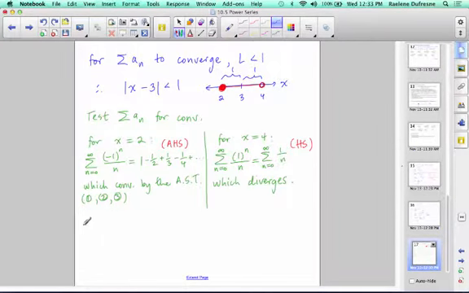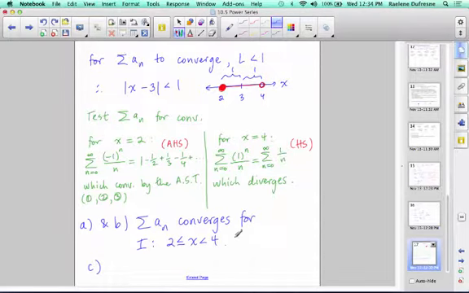So we can combine a and b. The series converges for the interval of convergence I, which is 2 less than or equal to x less than 4. And then in part C, the radius of convergence is nothing more than, imagining we had a circle here, what's the radius of that circle? The radius is equal to 1. And the radius of convergence of 1 is independent of whether the endpoints are included or not, because the distance between the center and the edge is the same whether the edge is included or not. So we have a radius of convergence of 1.